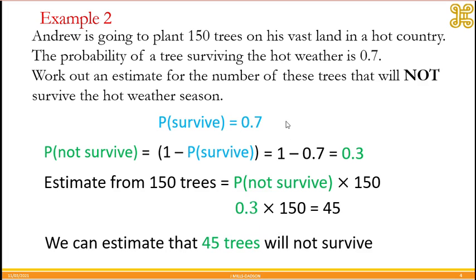One way is also to work out the number of trees that will survive using 0.7, and the answer you take away from 150. It's the same as what we just did here, but we work out the probability by taking away from 1, then multiply to get our answer.